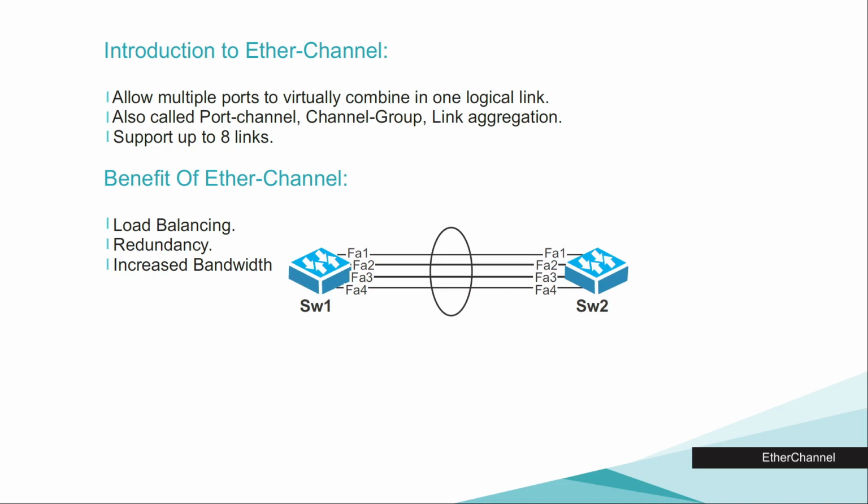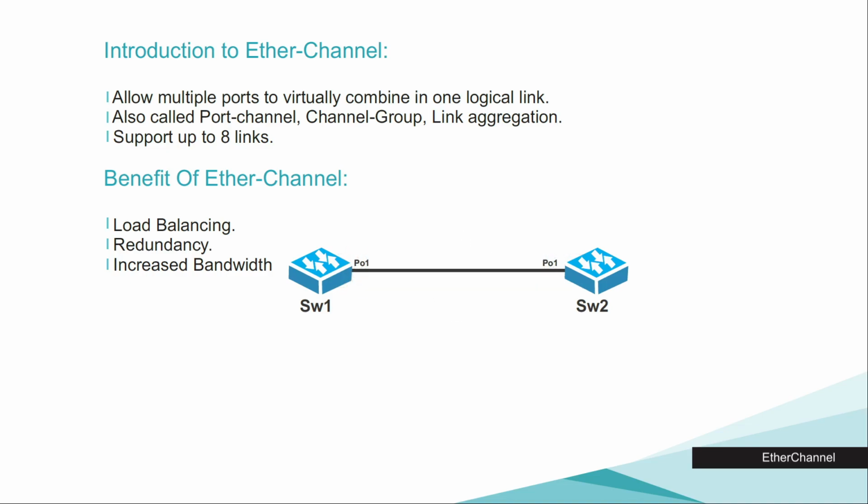We can refer to the Etherchannel with this circle. So when you see this symbol, you should know right away that this is an Etherchannel. After deploying the Etherchannel, our switches will consider those 4 links as one link.